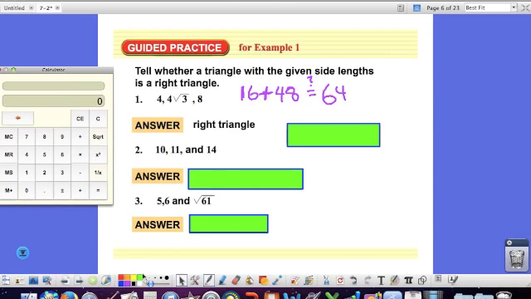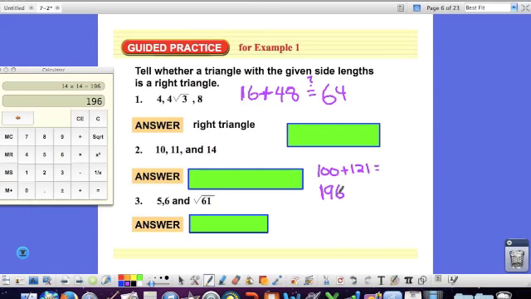10, 11, and 14. That's 100 plus 121 equals 14 times 14 equals 196. 221 does not equal 196. So it's not a right triangle.